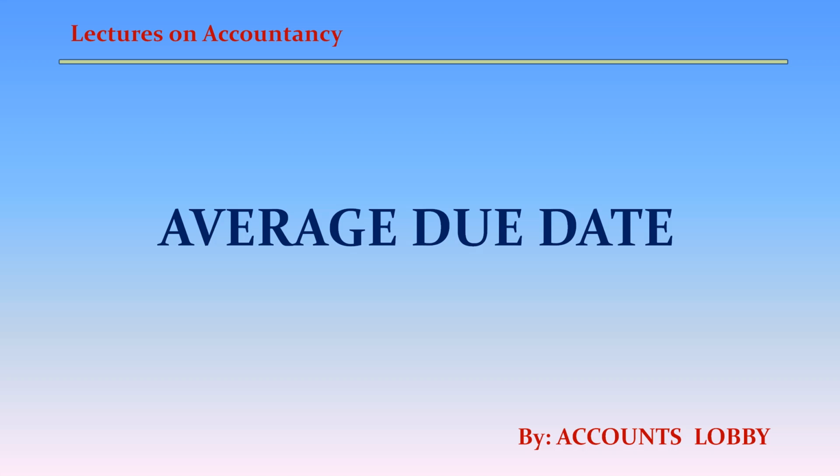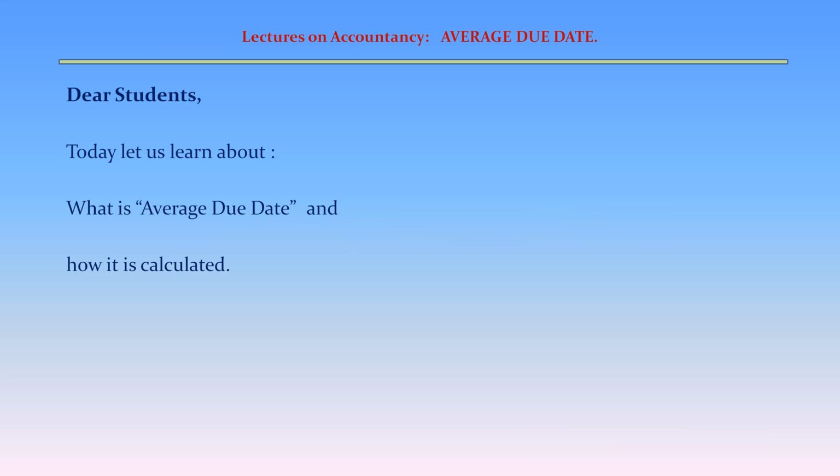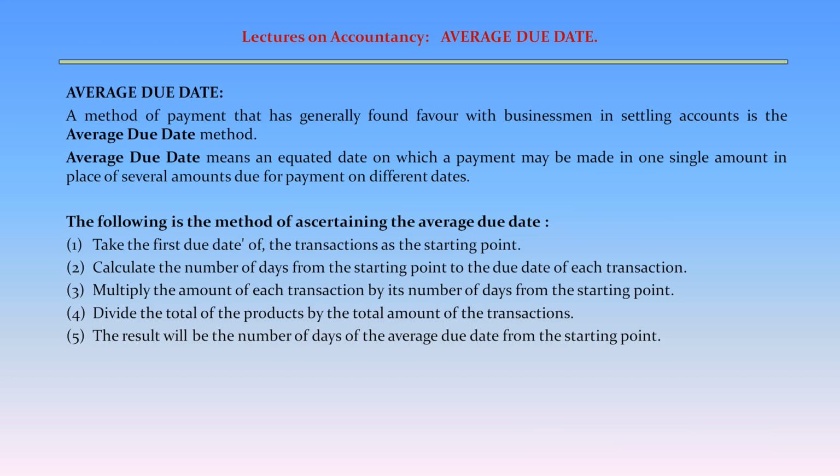Average due date. Dear students, today let us learn about what is average due date and how it is calculated. A method of payment that has generally found favor with businessmen in settling accounts is the average due date method. Average due date means an equated date on which a payment may be made in one single amount in place of several amounts due for payment on different dates.